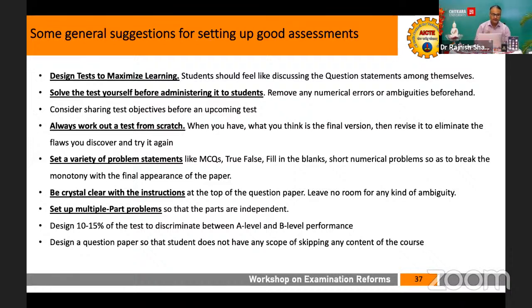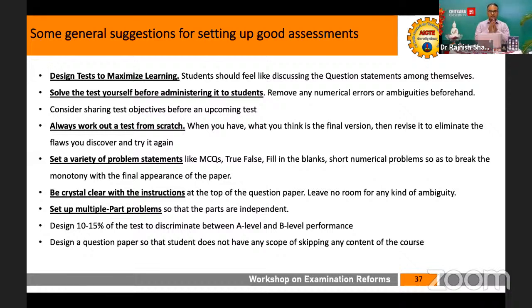I strongly feel that when a student has appeared in a 3 hour, 4 hour, or 1.5 hour examination, when he goes out of the examination hall, he feels like discussing it with his peers. This is how I attempted this question. How did you attempt this question?